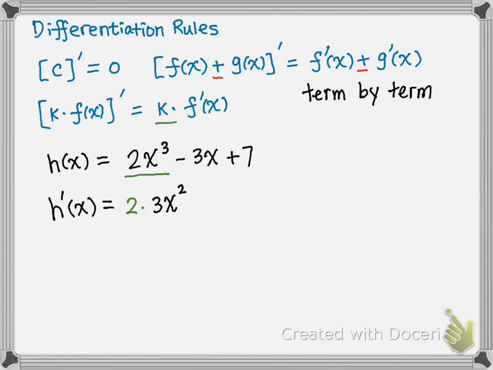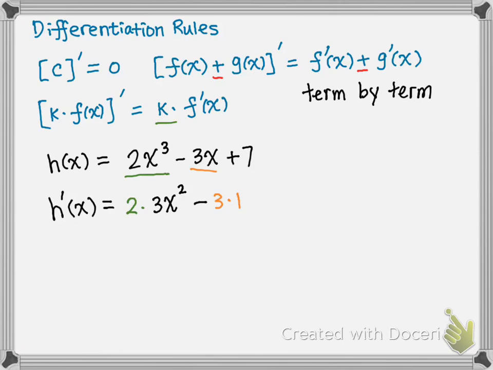Then you take a look at the next term, which is minus 3x. Or you can think of it as 3x, so you keep the negative sign. So what's the derivative of 3x? Well, the derivative of x is 1. So it's just 3 times 1.